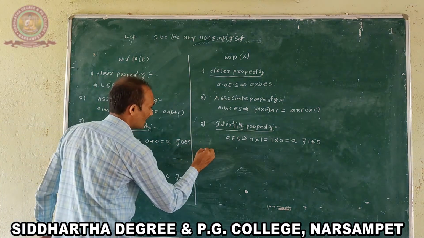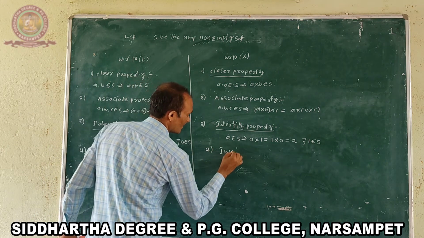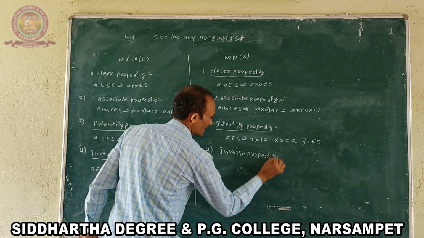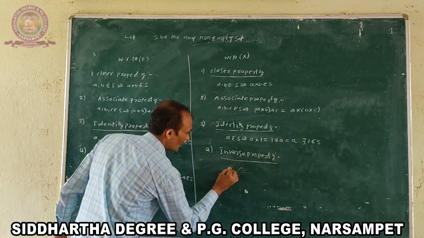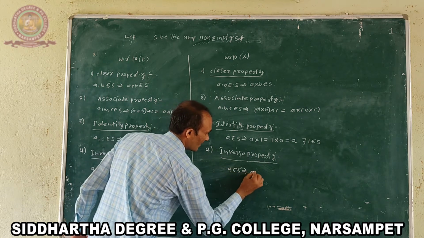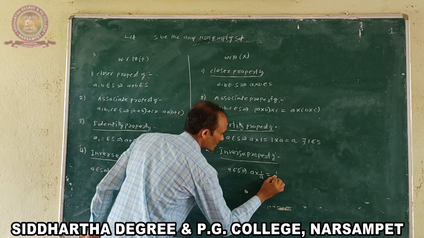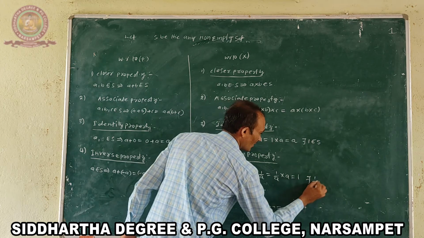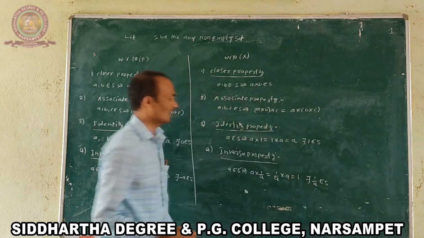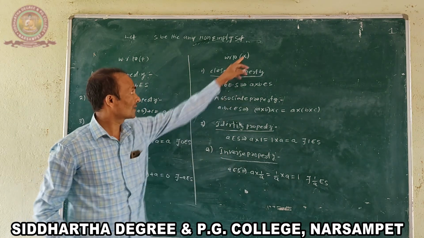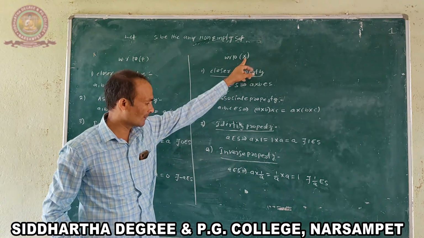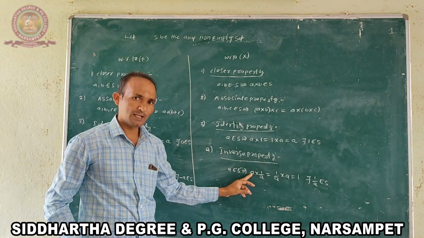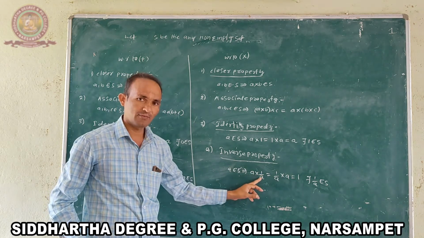Similarly, the inverse property in multiplication. A belongs to S implies a into 1 by a is equal to 1 by a into a is equal to 1. There exists 1 by a belonging to S. So S satisfies the inverse property with respect to multiplication. Here 1 by a is the multiplicative inverse of a, and similarly a is also the multiplicative inverse of 1 by a.